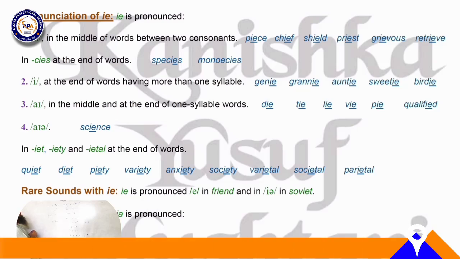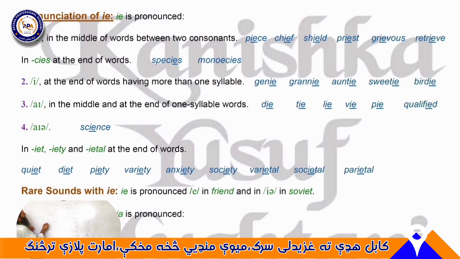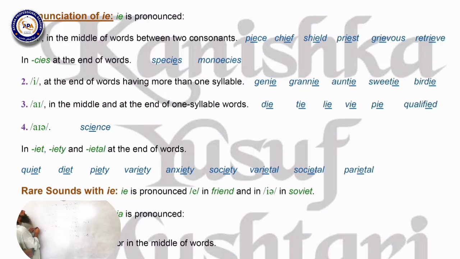And the fourth sound given by IE is Shiftang I, which is given by IE in words like science, and also in IET, IETY, IETAL at the end of words. Whenever we have these endings, IE is pronounced this way. Examples for IET at the end of words like quiet, diet, and for IETY like piety, variety, anxiety, society, and examples for IETAL at the end of words like varietal, societal, and parietal.